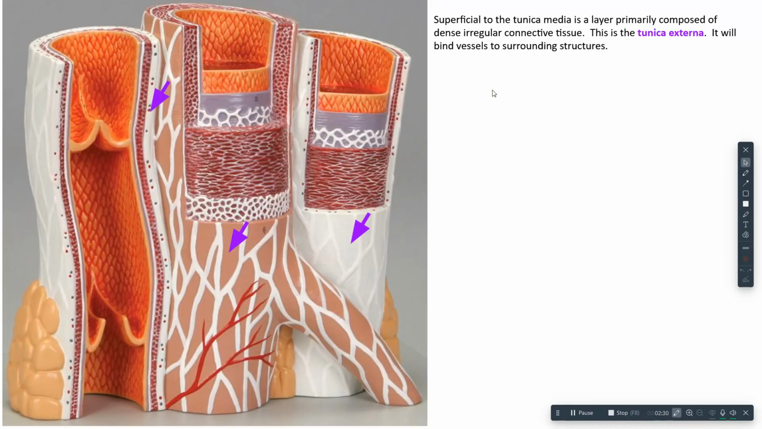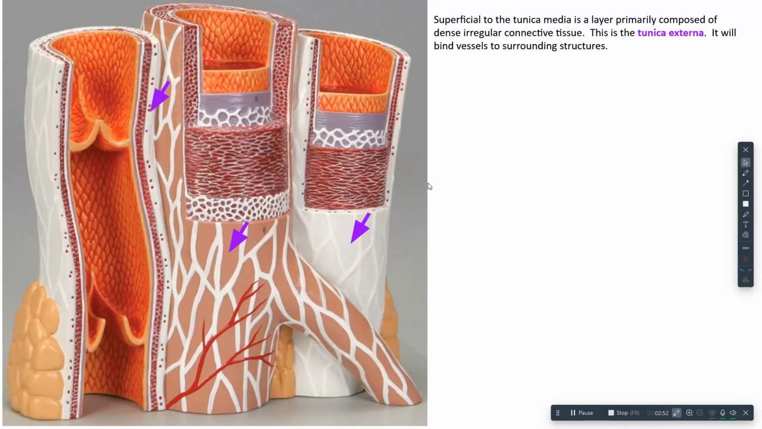Okay, my final layer, my final tunic, my external one, which is primarily made of dense irregular connective tissue, is my tunica externa, which I see right here, and out here as well. The tunica externa will bind the vessels to neighboring surrounding structures.